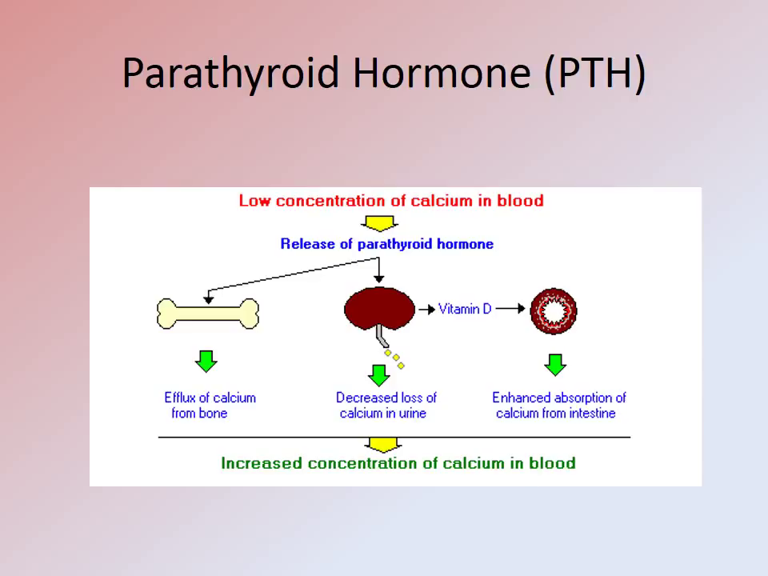This here is just showing you that if there's a low concentration of calcium in the blood, there's going to be a release of parathormone from the parathyroid gland. It will remove calcium from the bones. It'll decrease the calcium lost in the urine, so it'll actually resorb that calcium, and enhance absorption of calcium from the intestine. Those are three ways that the parathormone will help increase blood calcium levels.